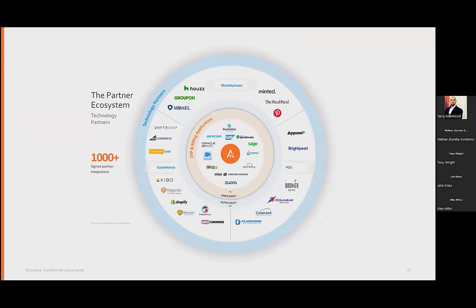And then we have over 1,000 integrations. With so many pre-built integrations, into NetSuite, into various other applications, we're most likely integrated into business applications used today or plan to use in the future.